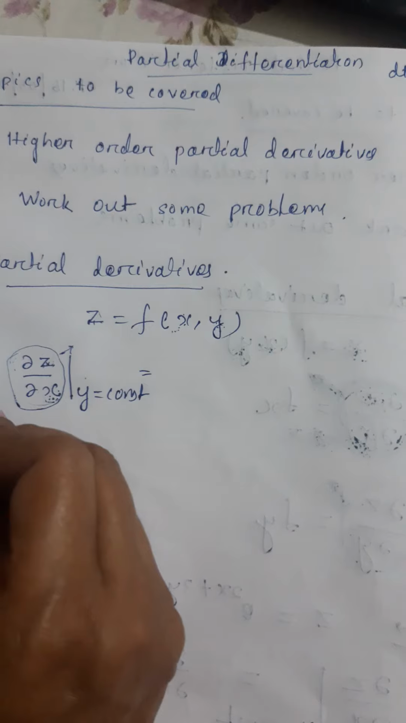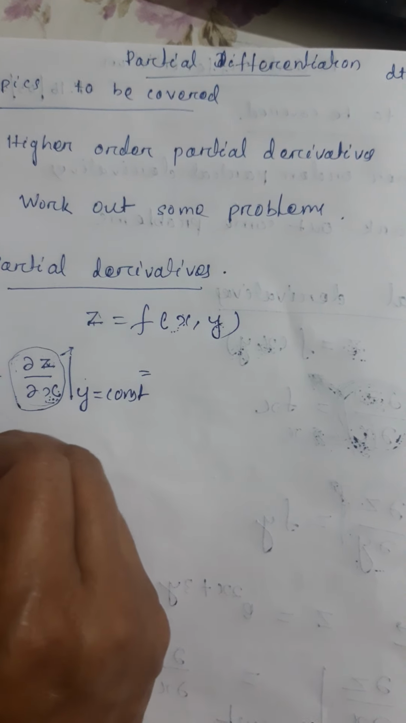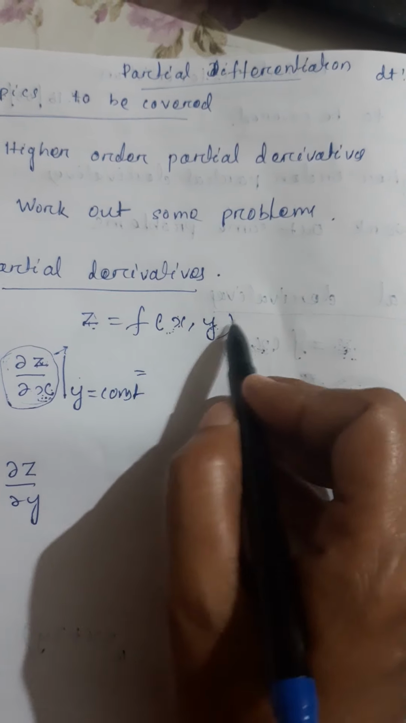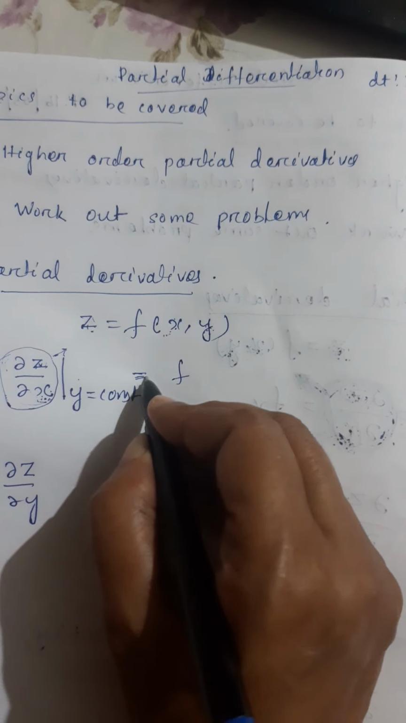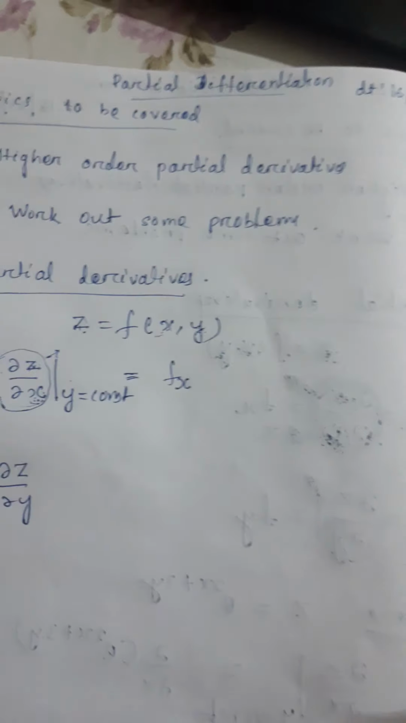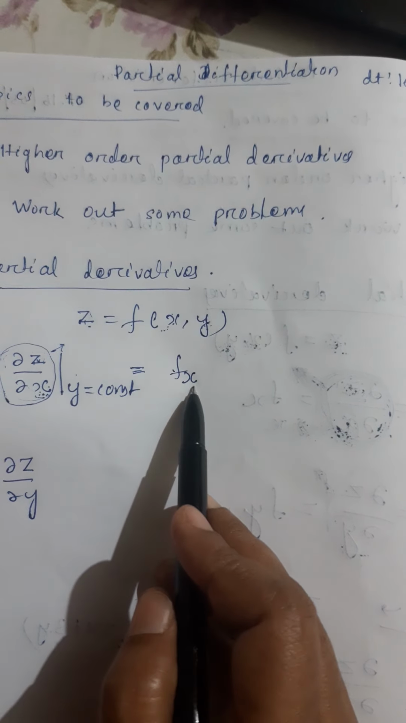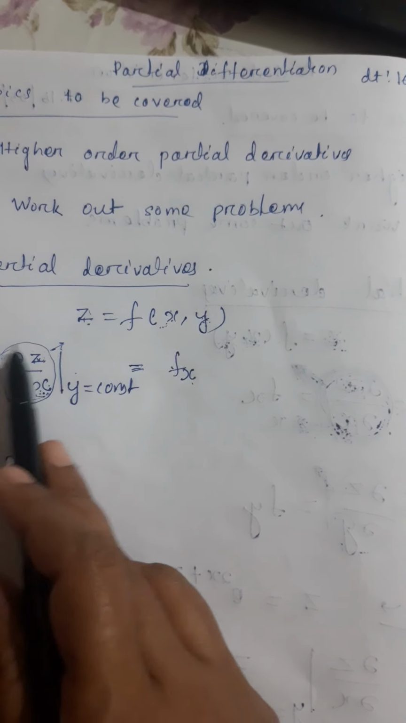And this is also denoted as zx. As z is here represented as f of x, y, this can also be represented as fx, that is, the partial derivative of f with respect to x. This is the first order partial derivative.